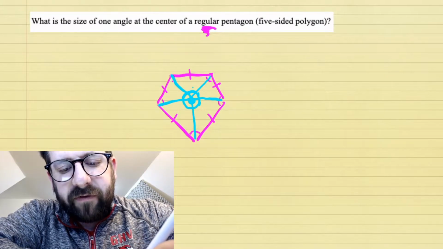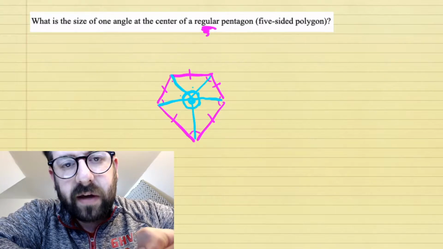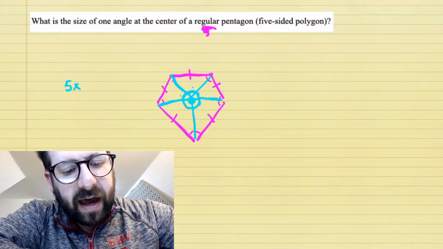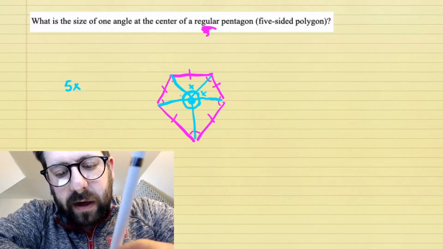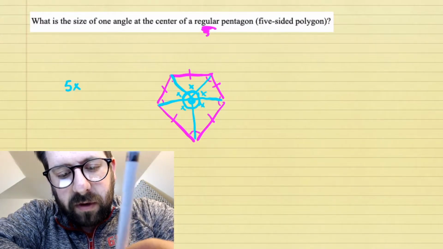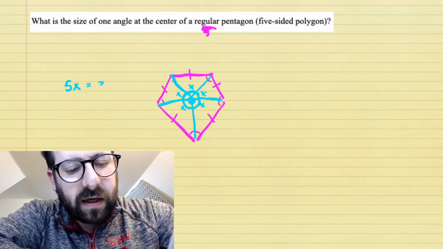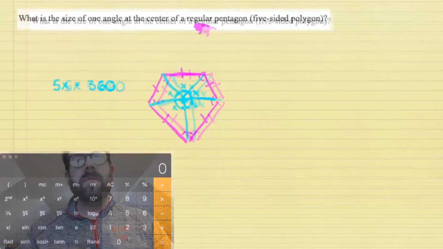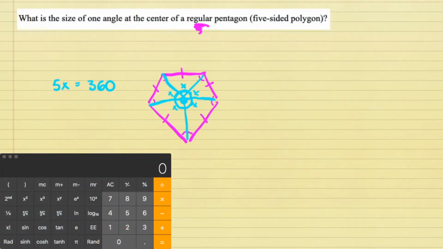So there are 5 angles there at the center. If we add up all 5 angles and we just call them the same, there's 5 x's there. X, X, X, X, X. They're all supposed to be the same mystery angle. There's 5 x's, and that should equal 360. All you have to do is take 360 and divide by 5. So I'm going to do that now.